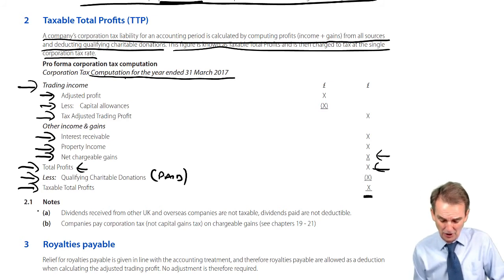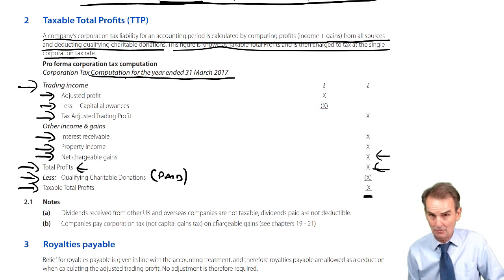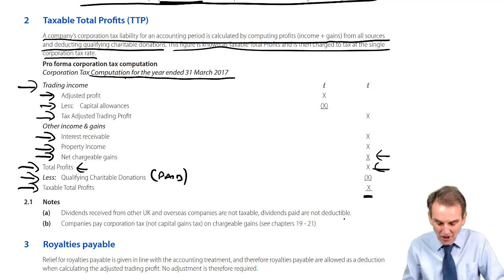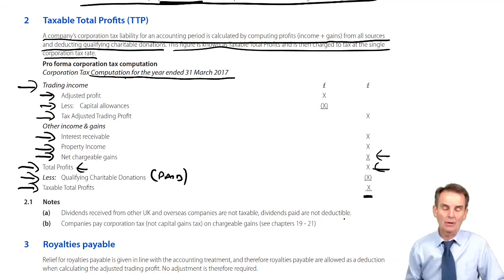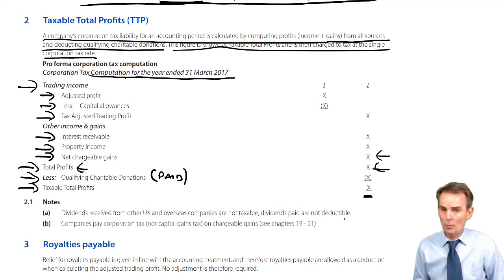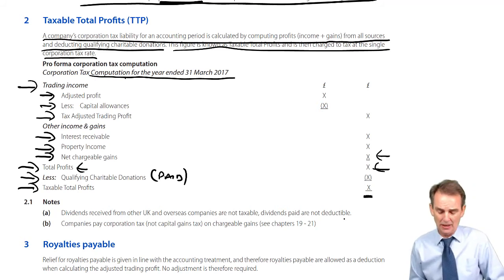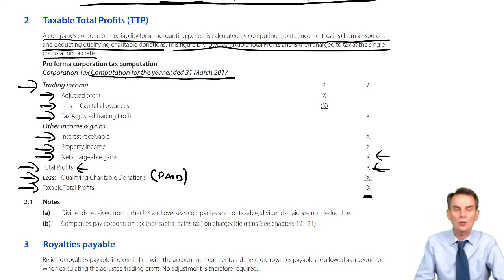Now, as we said just in these notes, dividends received from other companies, whether UK or overseas, for us it's only UK, are not taxable. Dividends paid are not deductible. You don't get an expense item there for a dividend. Remember, they're distributions out of what you go on to compute as the tax profit. Companies pay corporation tax, we said, not CGT, in relation to their gains. And we've got a series of chapters that then will deal with chargeable gains for companies.